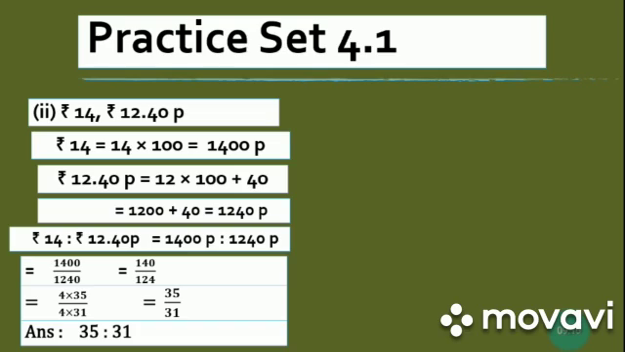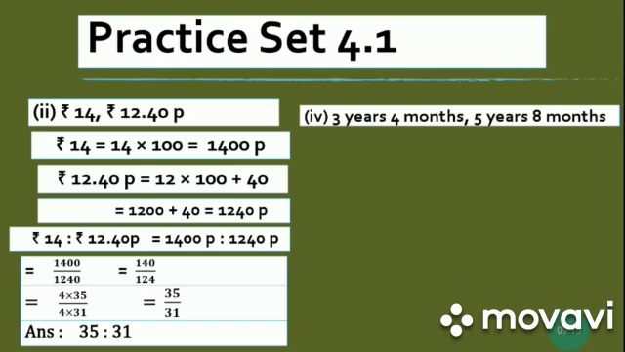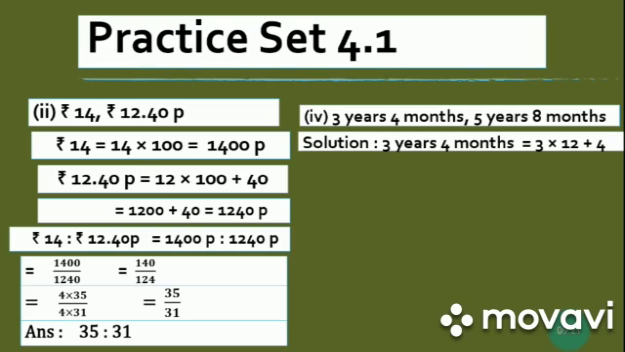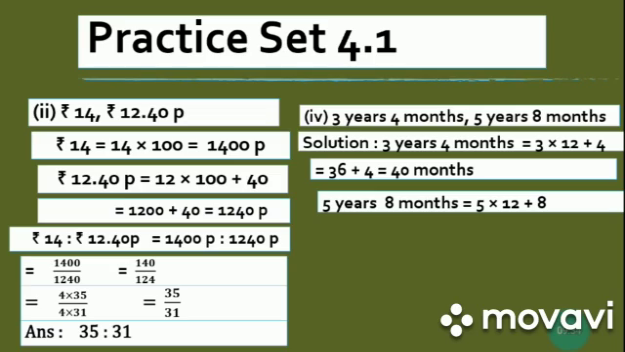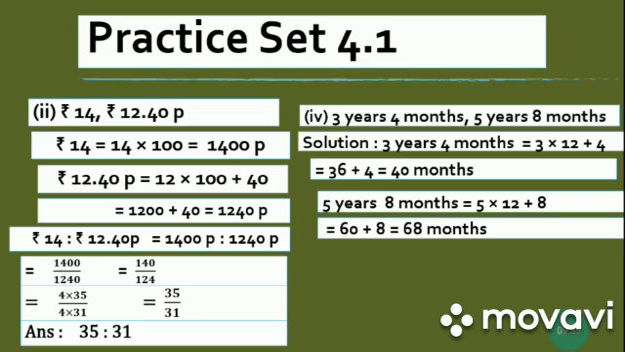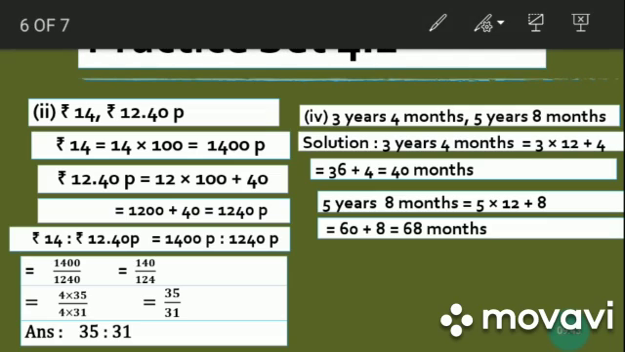Therefore answer is 35:31. Subdivision 4, 3 years 4 months, 5 years 8 months. Solution: 3 years 4 months is equal to 3 into 12 plus 4, that is 36 plus 4, that is 40 months. 5 years 8 months is equal to 5 into 12 plus 8, that is 60 plus 8, that is 68 months.